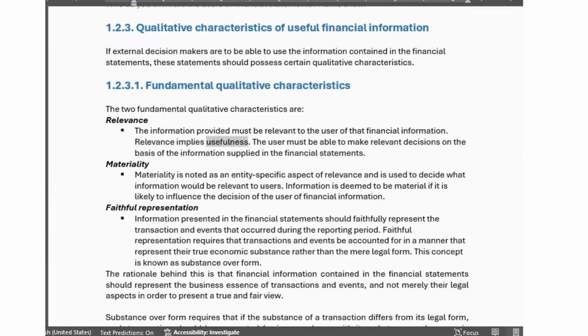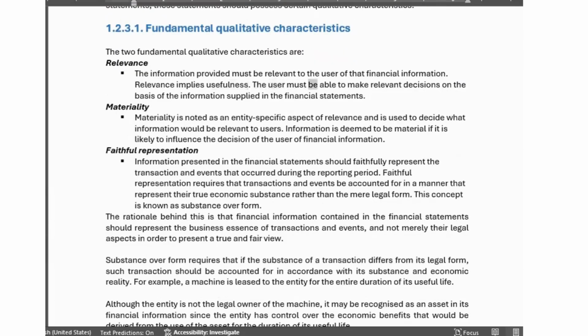Relevance implies usefulness. The user must be able to make relevant decisions on the basis of the information supplied in the financial statements. Materiality. Materiality is noted as an entity-specific aspect of relevance and is used to decide what information would be relevant to users. Information is deemed to be material if it is likely to influence the decision of the user of financial information.